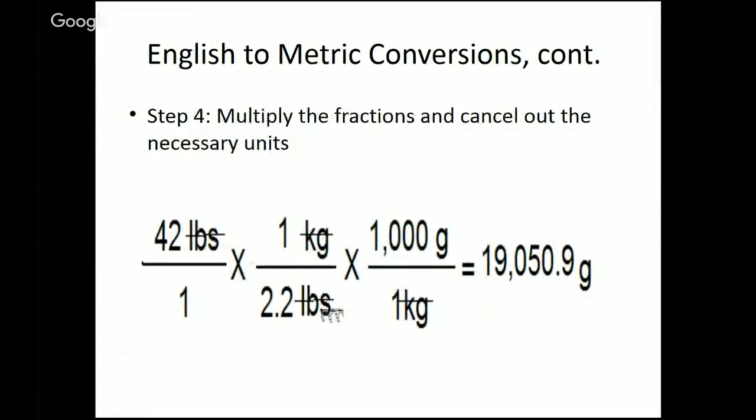Double checking that my units cancel each other out, except for the unit that I want, which is grams, and it does. So that gives us this answer. 42 pounds of sugar is equivalent to 19,050.9 grams of sugar.